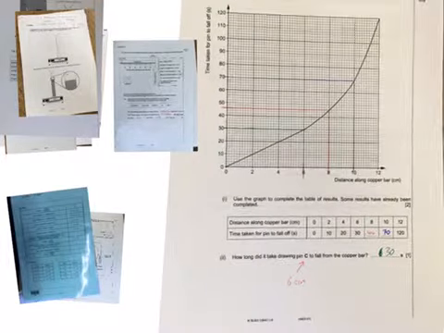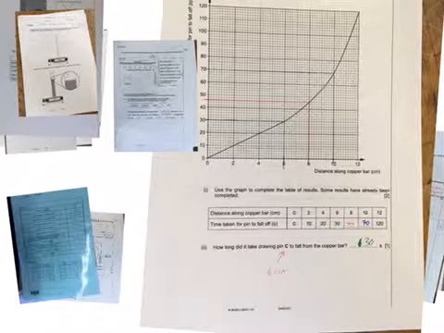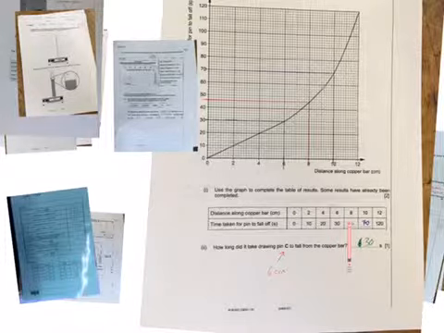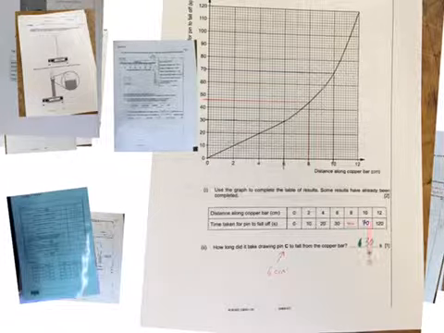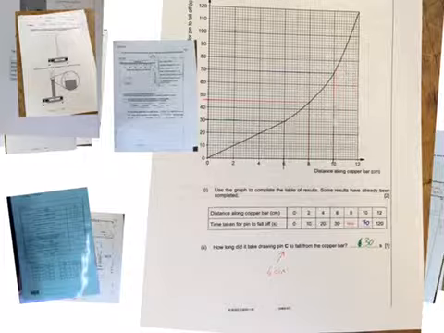Then you've got a nice little graph, and we're going to use this graph to get these missing values. So when the distance is 8, you can see I've drawn up, the time is going to be 46. And when the distance is 10, I've done it in blue, it's going to be 70.